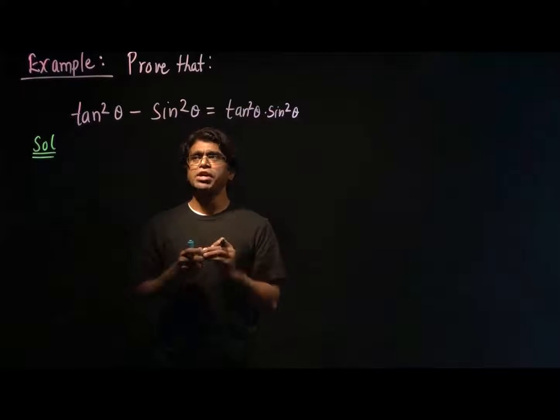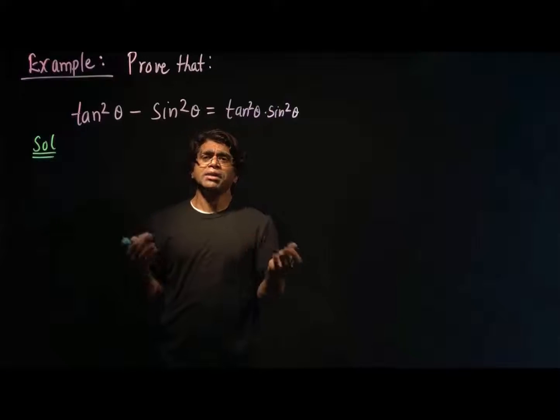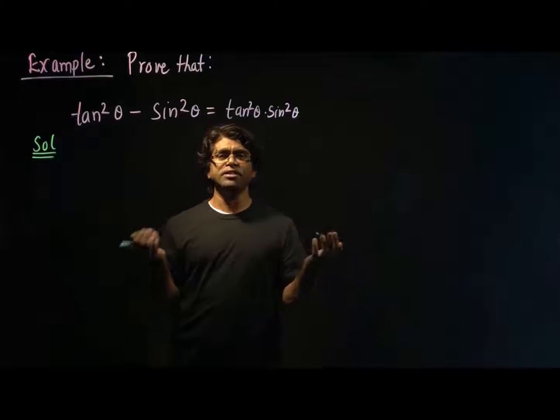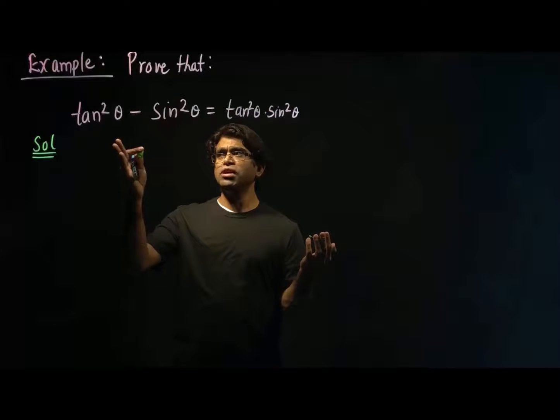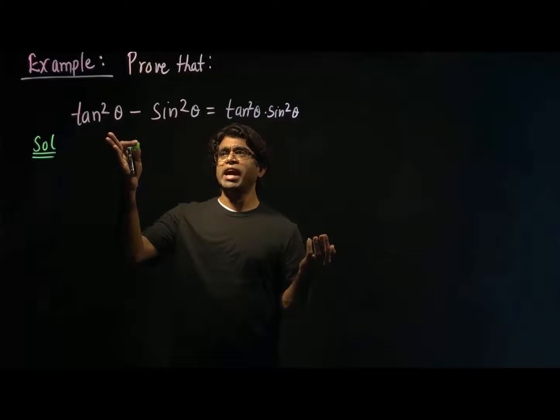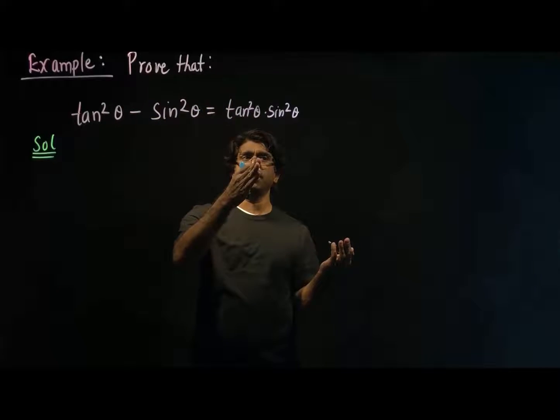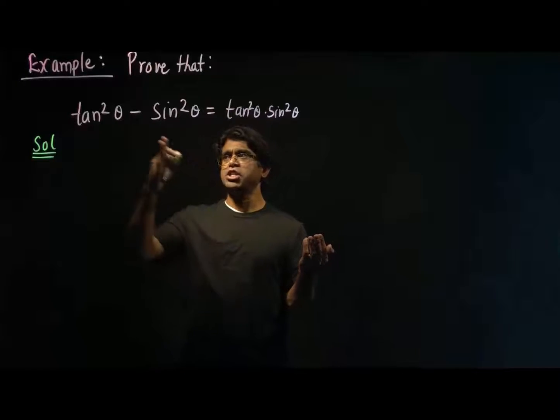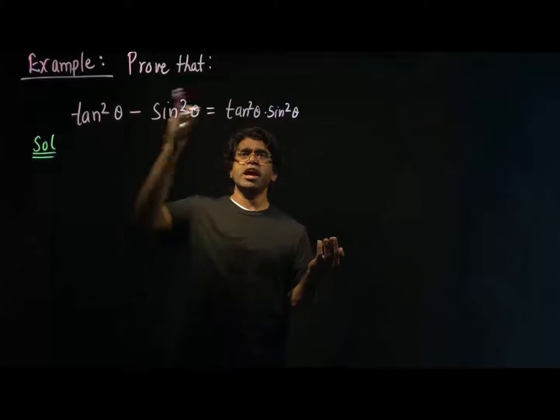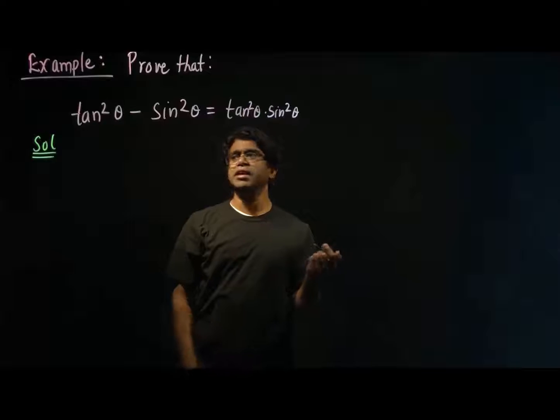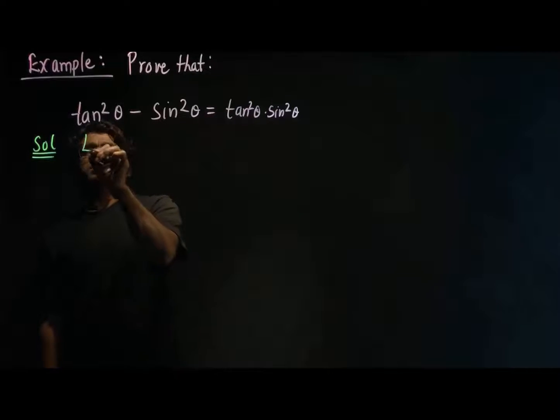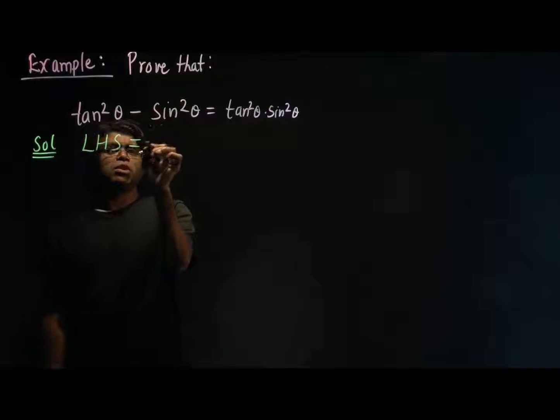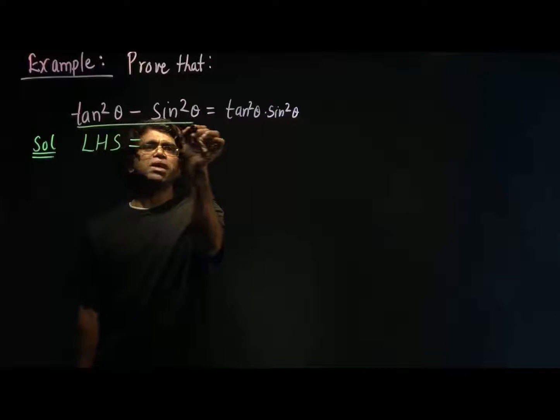In order to prove that, I'm going to decide which side I want to take. I have a tendency to consider the left hand side first. So I'm going to consider the left hand side and then prove that it can be converted to the right hand side. Basically my strategy is to take the left hand side and prove it to the right hand side. So I will write LHS is equal to, my left hand side is right here.